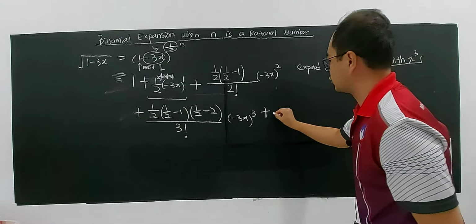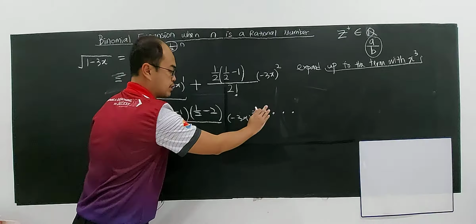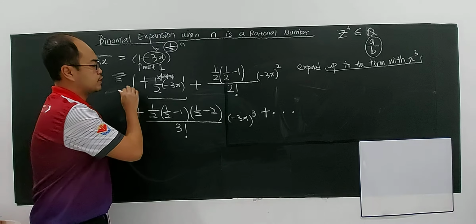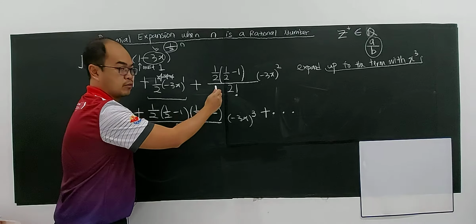But for this, you just expand up to the third term. If they said expand up to the term with x to the power of 3, this is the term, meaning you have the fourth term, right? If they said expand up to the term with x squared, then this one you are going to erase away. If they said expand for the first 3 terms, this will be the first 3 terms. You have to follow the question, alright?